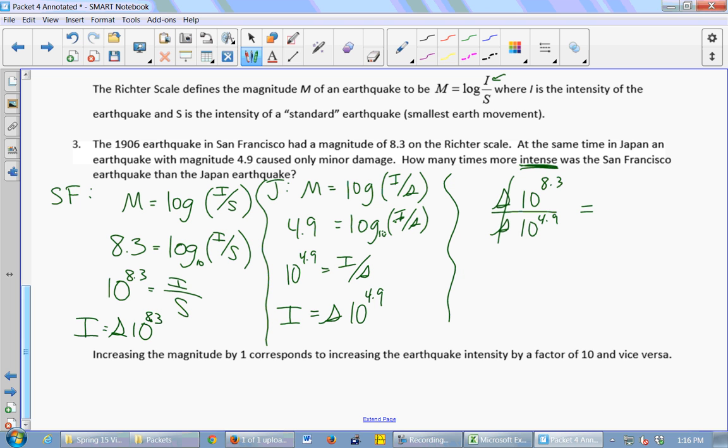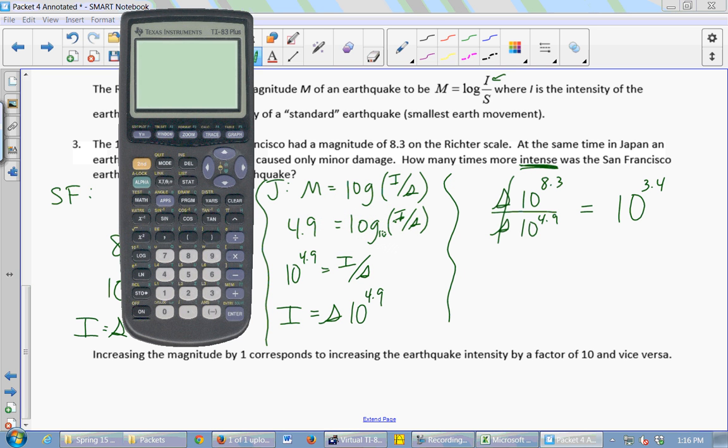And then what's 10 to the 8.3 over 10 to the 4.9? You subtract, yeah. 10 to the 3.4? Yeah, I think that's right. 10 to the 3.4. Let's put that in a calculator. Ten to the 3.4 is 2,512 if we round to the nearest whole number, times as intense.